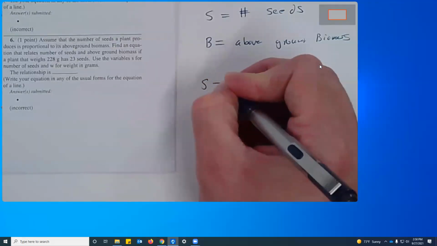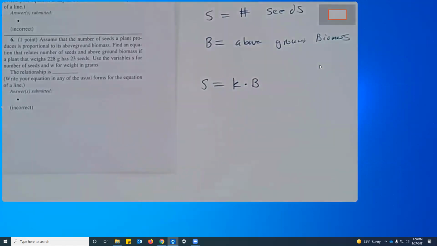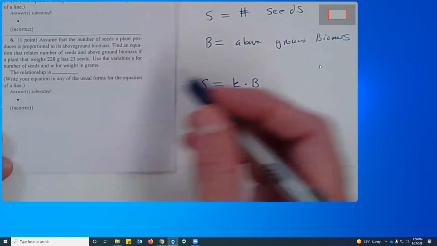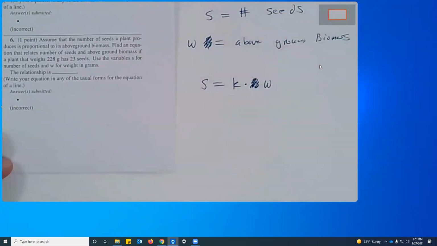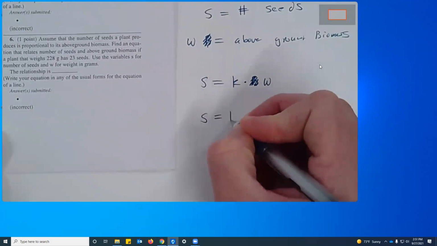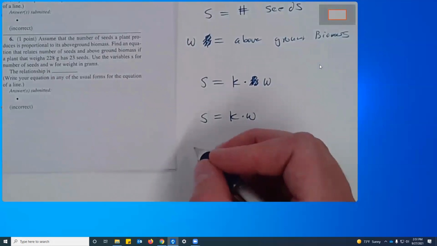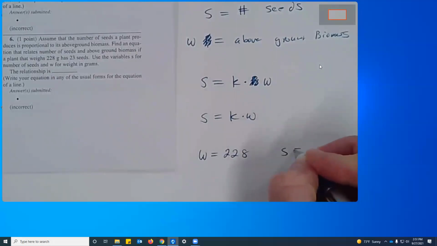When something's proportional to something else, it is a constant multiple of it. If a plant that weighs 228 grams has 23 seeds. They told us to use different variables. Use the variables S for number of seeds and W for weight in grams. Okay, fine. You can use a W instead of a B. So we have S equals K times W. And then we are going to use the information they told us. We know that when W is 228, S is equal to 23.